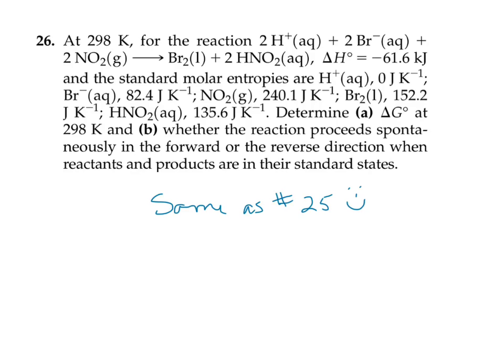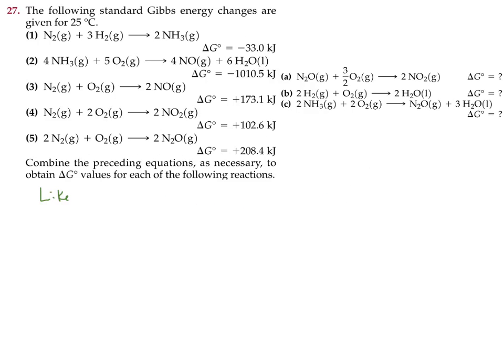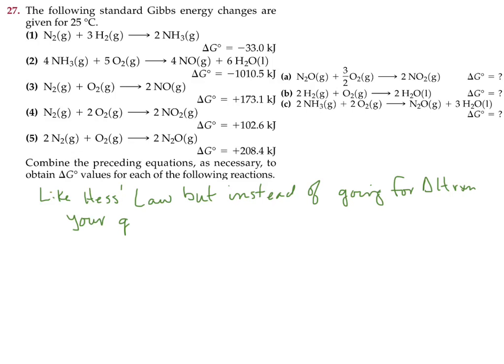Okay. Then this one is optional. But like you said, there's three, A, B, and C. There's not that many. The 1 through 5 over there are your puzzle pieces, and I even tell you how to use your puzzle pieces. It's like Hess's law, but instead of going for your heat of reaction, you are going for your Gibbs free energy of reaction. So 1 through 5 are your puzzle pieces.